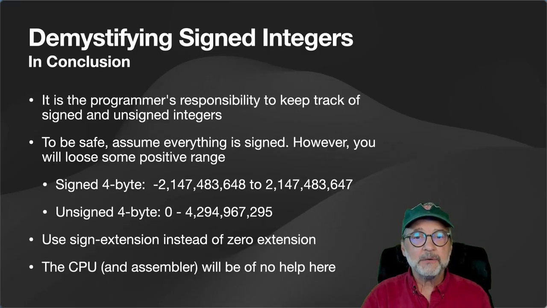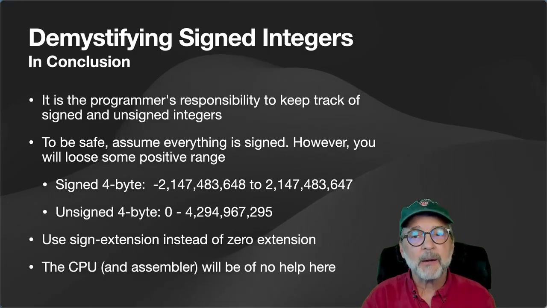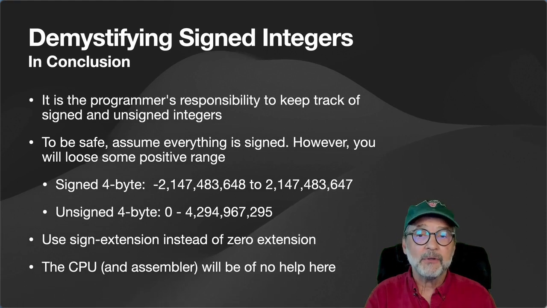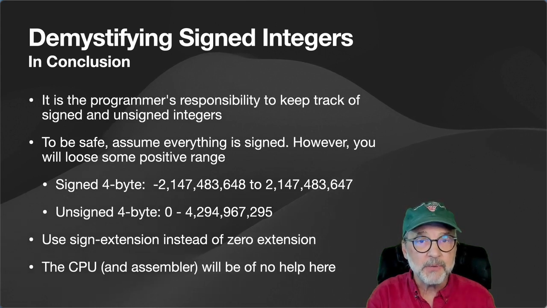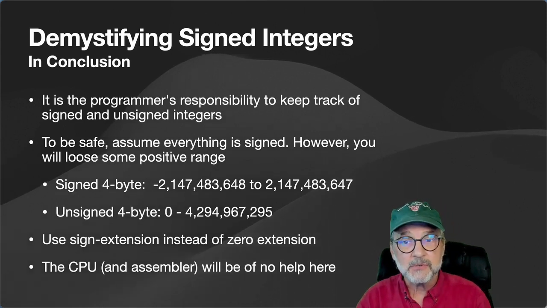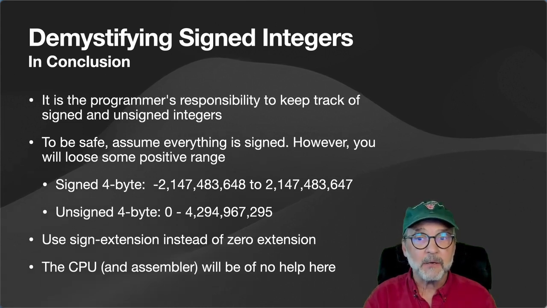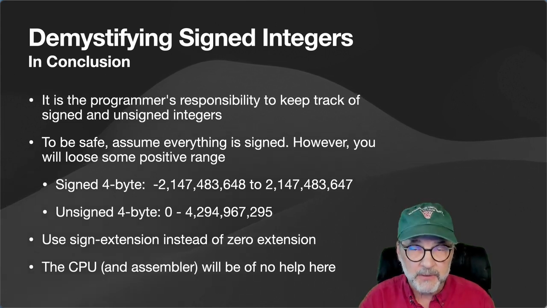So in conclusion, it's really the programmer's responsibility to keep track of signed and unsigned integers. To be safe, you can assume everything is signed. However, you'll lose some positive range. For instance, a signed number goes from a little bit smaller than negative 2 billion to a little bit bigger than 2 billion. However, unsigned, you can go all the way up to 4.3 billion.